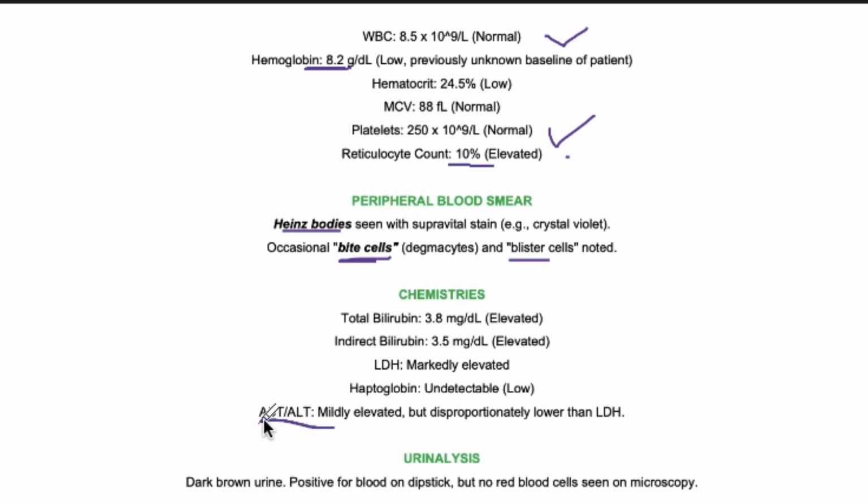Sickling test done for Paul is negative. HB electrophoresis done is AA. This further helps us rule out sickle cell disease, which can also present just as Paul's case with the passage of bloody urine. Now, the question comes, can we do a G6PD enzyme activity assay for Paul? The answer is no.